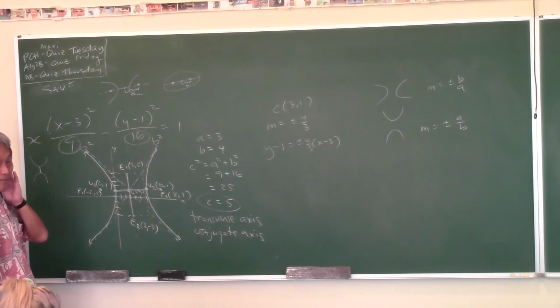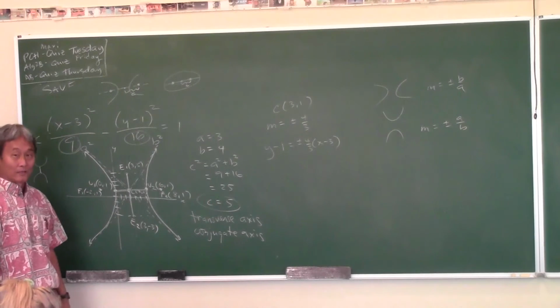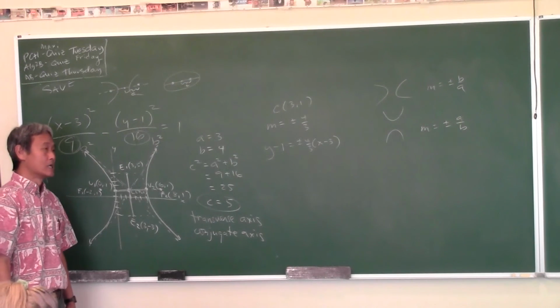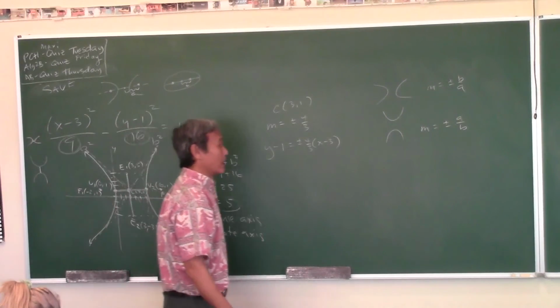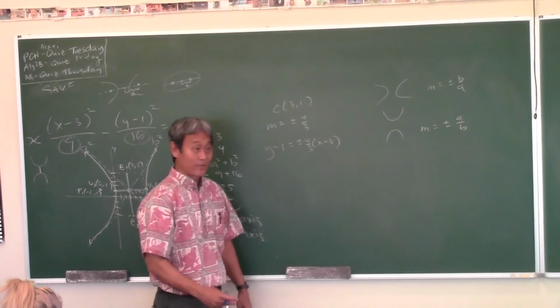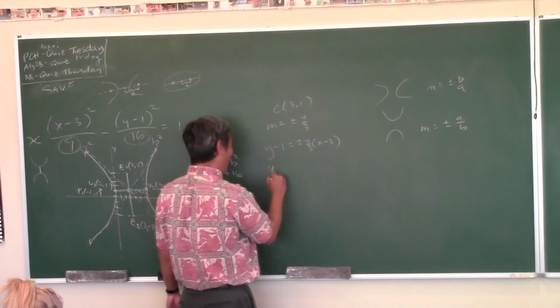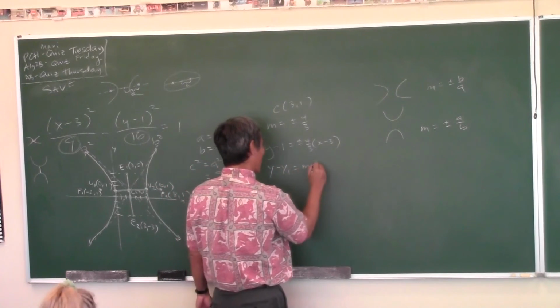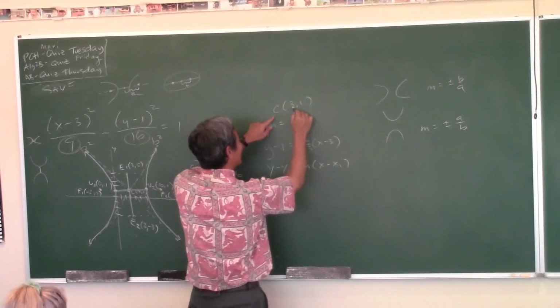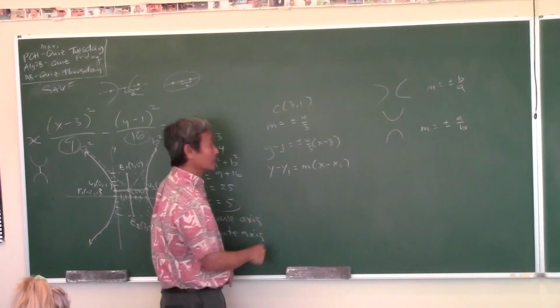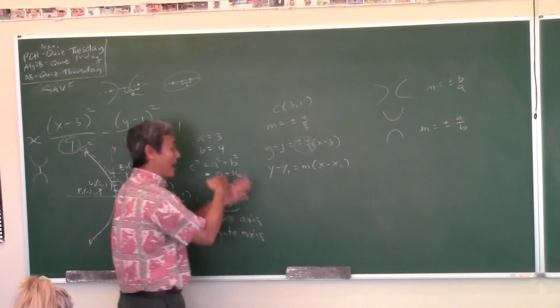Wait. Remember point slope form from Algebra 1? Okay, here, let's review. How come the other class didn't ask for a review of point slope form? Y minus y1 equals slope times x minus x1. So here's the point, 3, 1. Here's the slope, you just put it over there. Bam!